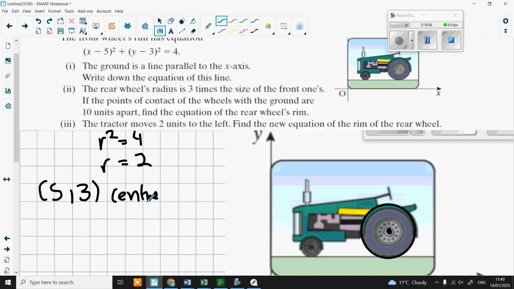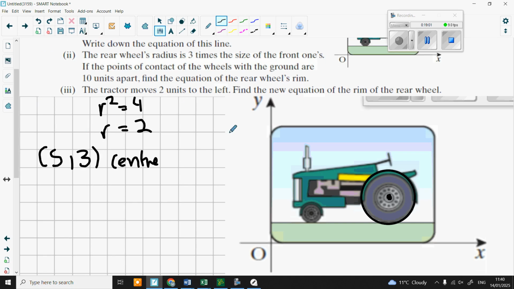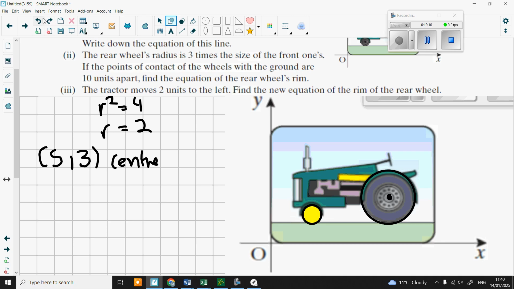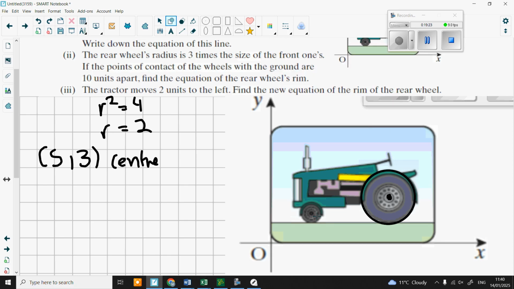So that's the center, isn't it? Did I highlight the wrong wheel, by the way? That's meant to be the small wheel or the big wheel? It's a small wheel, isn't it? So I'll highlight that in a different color. We'll use yellow. Not like that, we won't. Where's no fill? Yeah, no, but I'm filling it. That's the issue. Oh, that's annoying. Anyways, everybody happy with that?